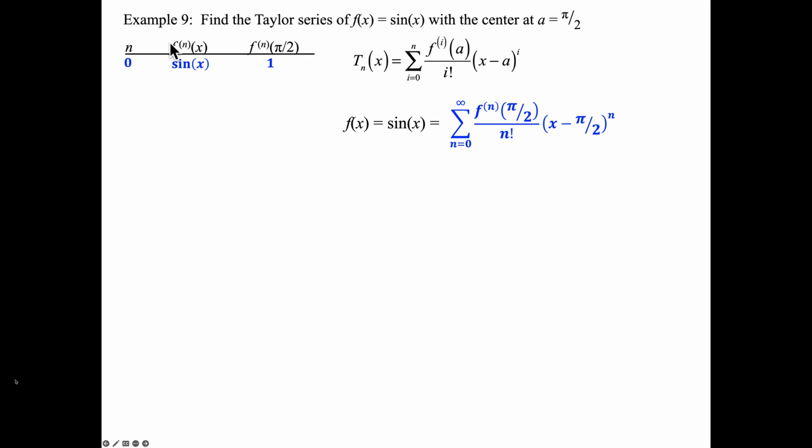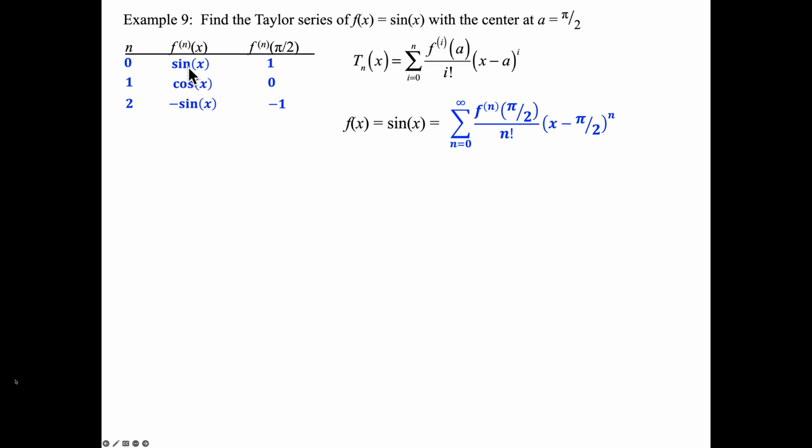When n is 0, it's our plain sine of x function. Sine of 0 is 1. Check that, excuse me, sine of pi over 2. I was thinking Maclaurin series here for a second. So sine of pi over 2 is 1. When n is 1, we need the derivative of sine of x, which is cosine of x. Cosine of pi over 2 is 0.